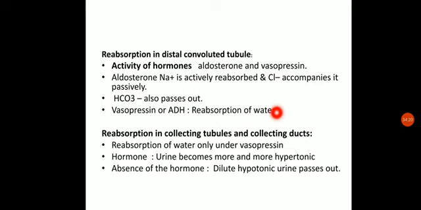So under the effect of aldosterone, the DCT will be reabsorbing the sodium ions and chlorine ions through active transportation. It means utilizing energy, from lower concentration to higher concentration. Okay, it will also be taking up the HCO3, that is bicarbonate ions, which will again get inside the DCT by active transportation.